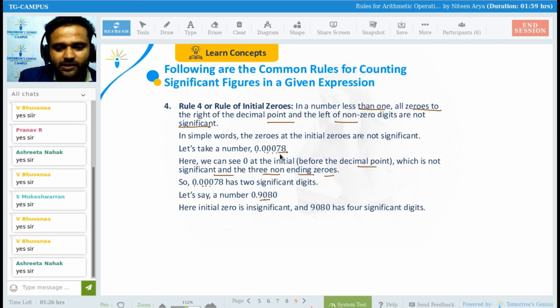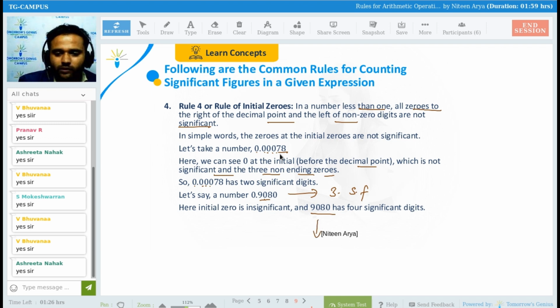Here the initial 0 is significant. For example, this has 4, but this has 3 significant figures. Why does it have 4? Because it is not after the decimal, but it is having after the decimal. So this one is 3 significant figures or digits. This one has 4 significant figures, but this one has 2 significant figures. Is this clear to each and everyone?